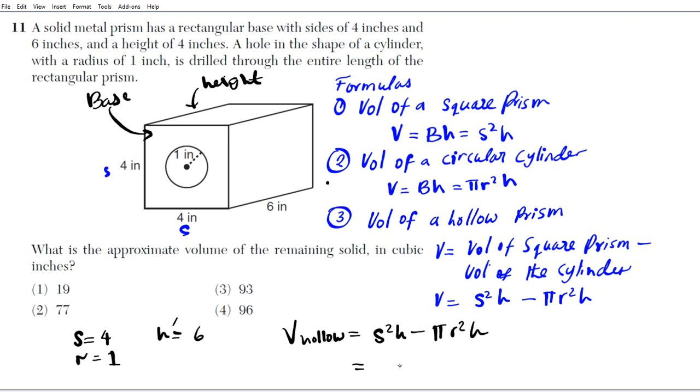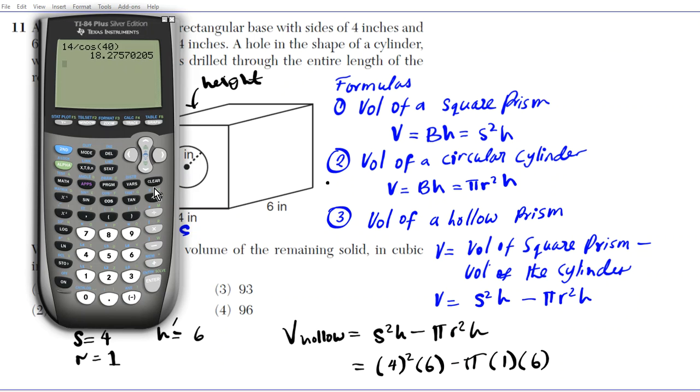Plug that into your calculator. Well, let's substitute the values first. So S is 4 squared times the height, which is 6, minus pi times the radius, which is 1, squared, times the height, which is 6. Alright, let's input that into our calculator. So we have 16 times 6 minus 6 pi.